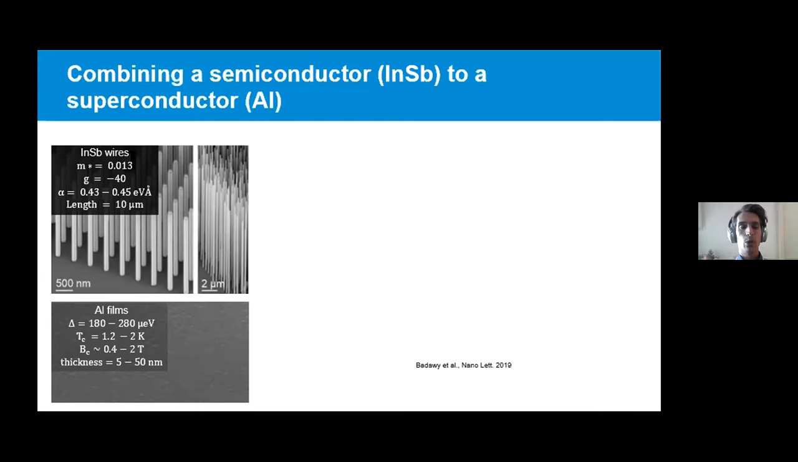And we like to couple with aluminum. Aluminum has been widely used in the last years because, by engineering thin films of aluminum, we can achieve an induced gap in the nanowires up to a few tesla.